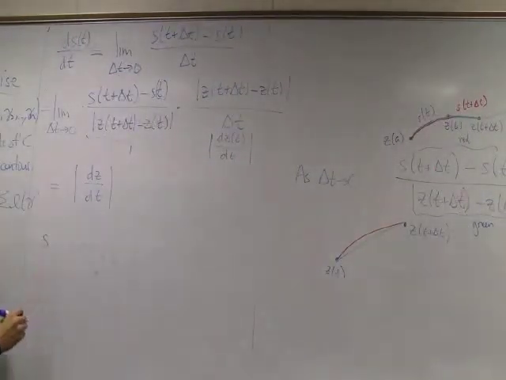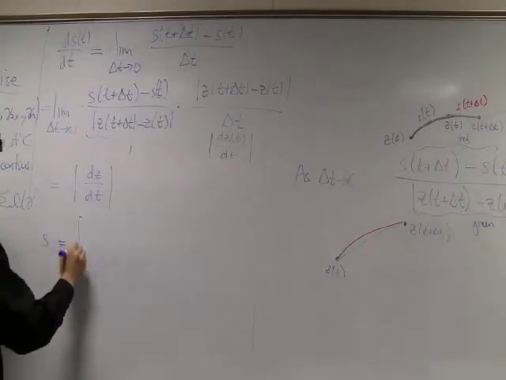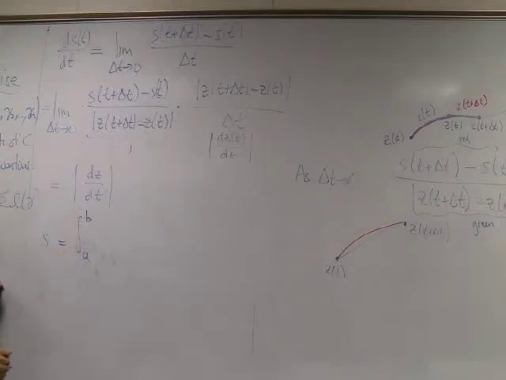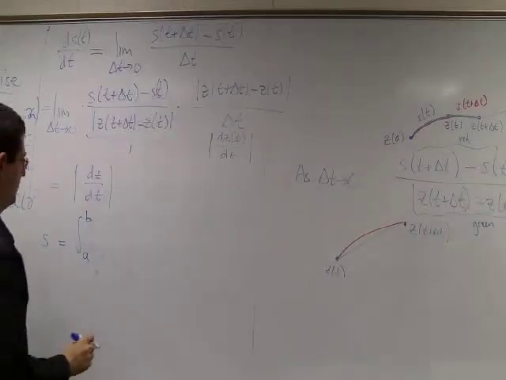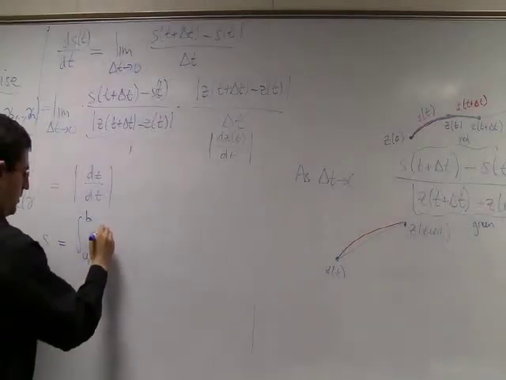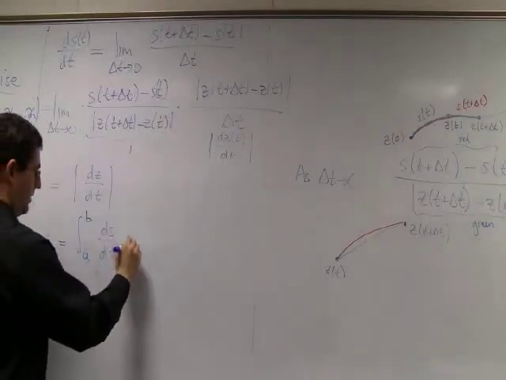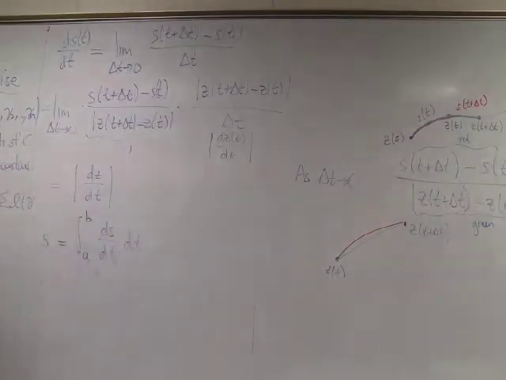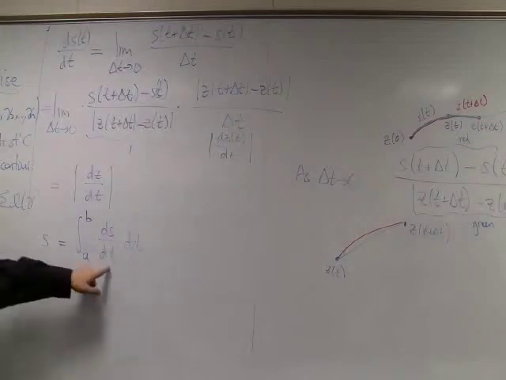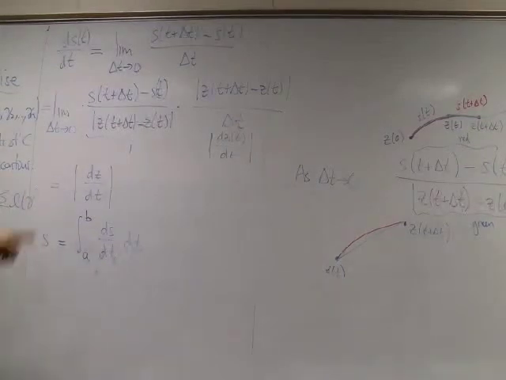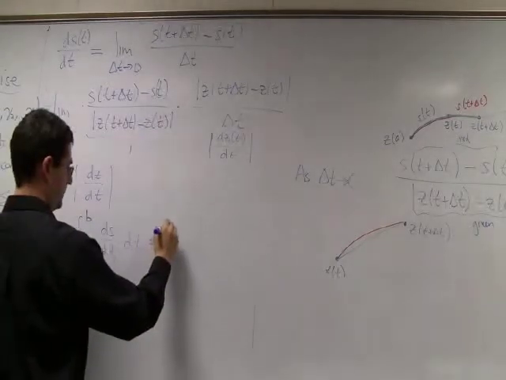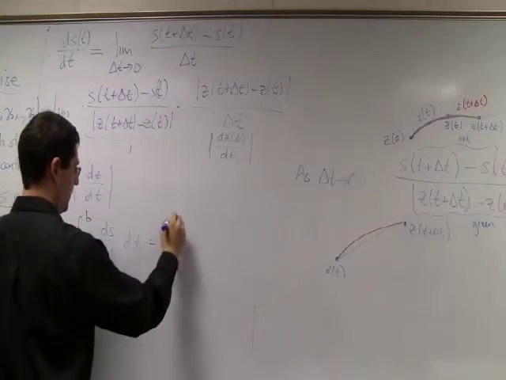It tells us that our function s is going to be given by integrating over the region, so we're going from a to b, the derivative of s, ds dt, times dt. But of course we know what ds dt is. It's the norm of dz dt, or the absolute value, however you want to say it.